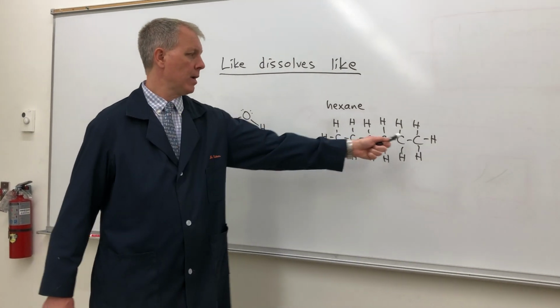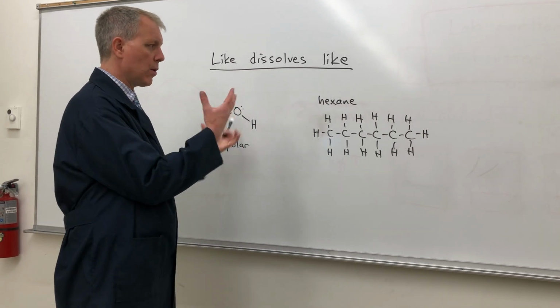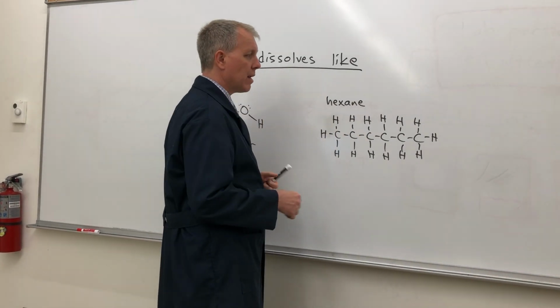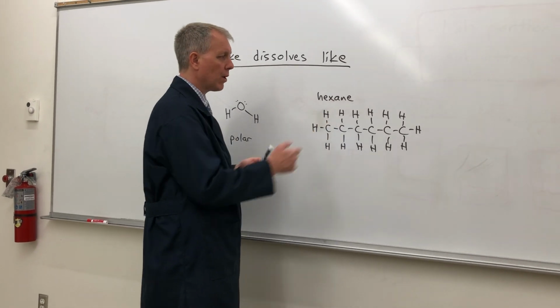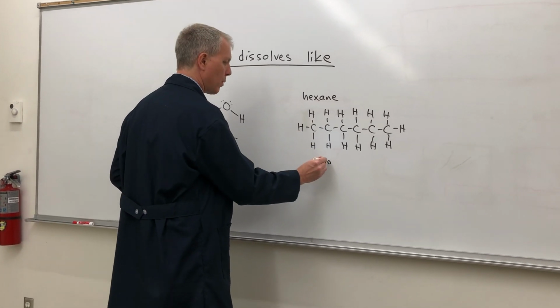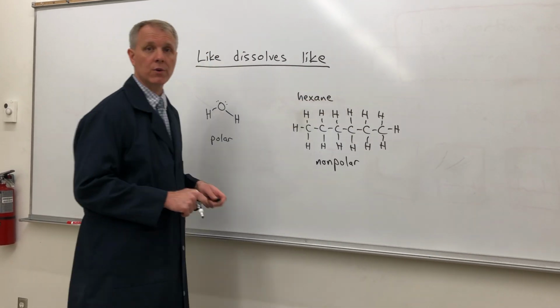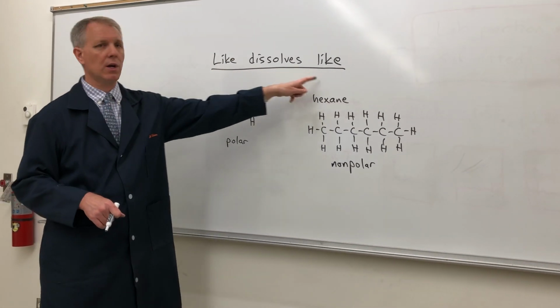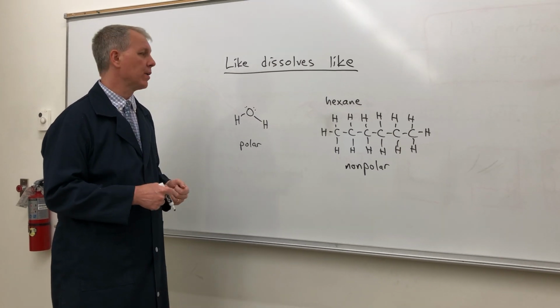Hexane, on the other hand, has this chain carbon structure surrounded by hydrogens. There's no positive or negative end to this molecule, as those small, slightly polar bonds go all different directions. And so this is a non-polar molecule. And the basic principle in mixing of liquids, like we were seeing, is that like dissolves like. Things that have similar intermolecular attractions mix well together.